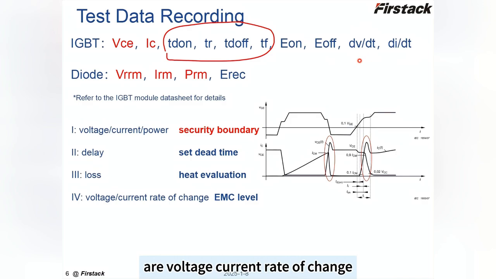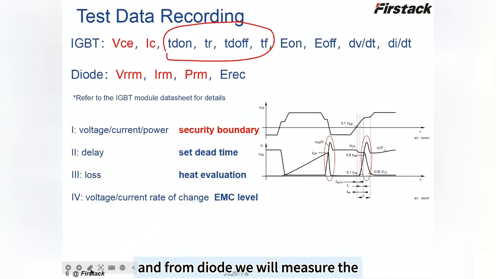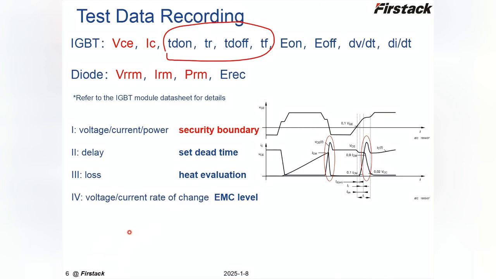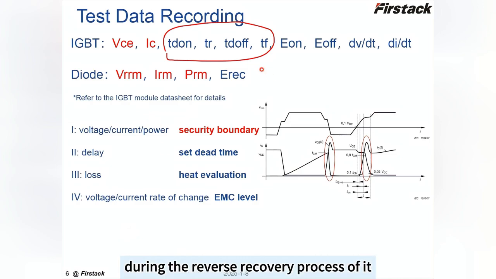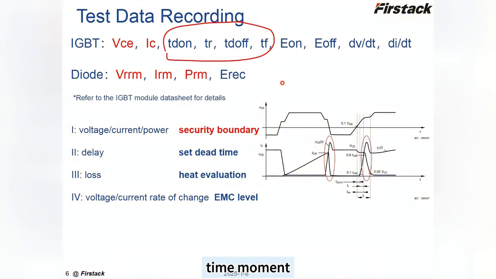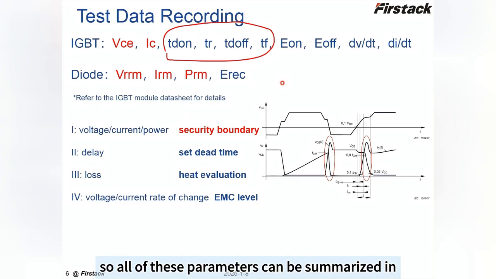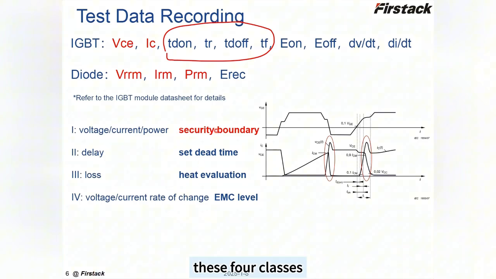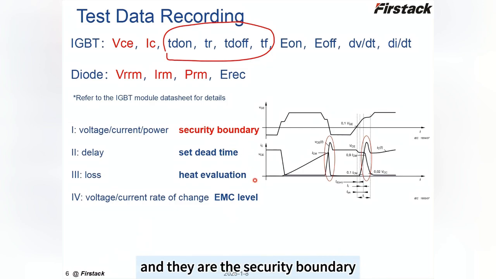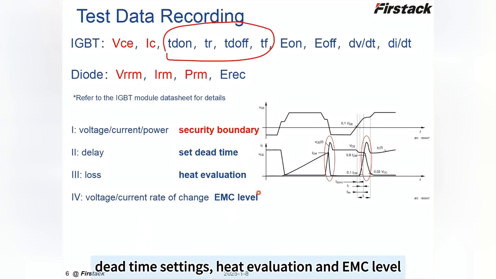and the last two are the voltage and current rate of change, which is related to the EMC level. And from the diode, we will measure the voltage and current during its reverse recovery process, and also we will calculate the power and energy loss during that time. So all of these parameters can be summarized in just 4 classes. I also give you a table here, and they are the security boundary, data time settings, heat evaluation, and the EMC level.